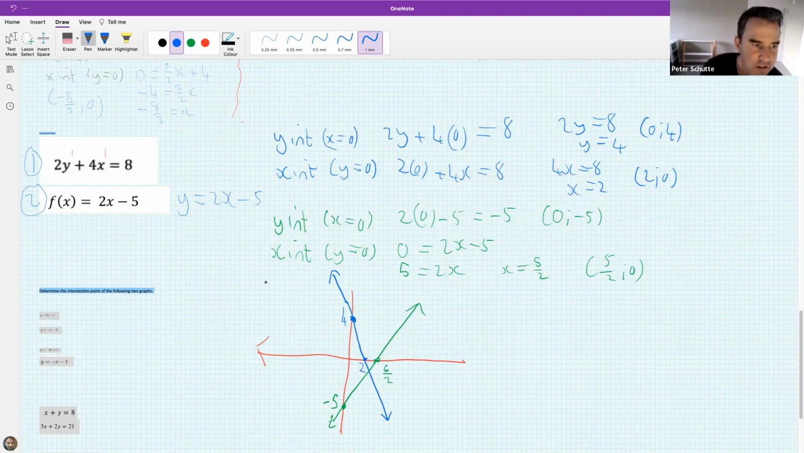But I need to give the equation. So this was the equation F. And then this one over here, sorry, that wasn't F. That was the original one, 2y plus 4x equals 8. And this one over here was F.